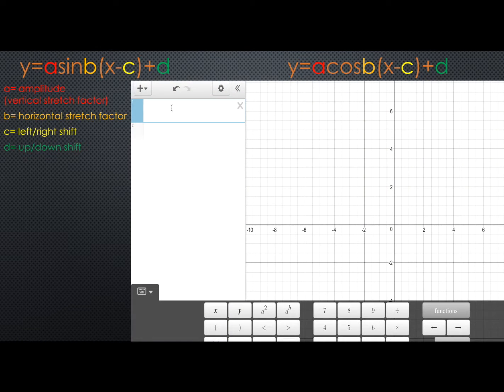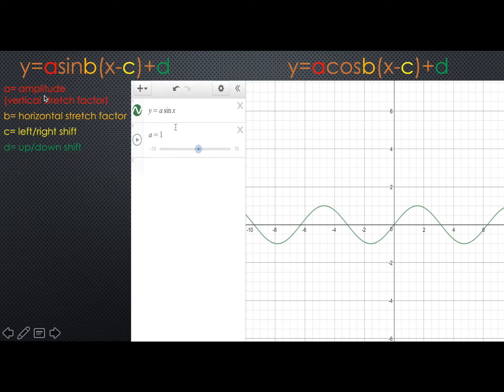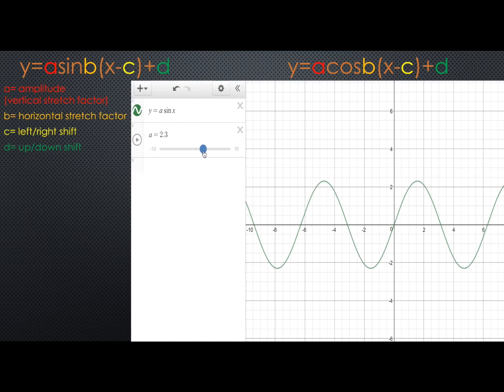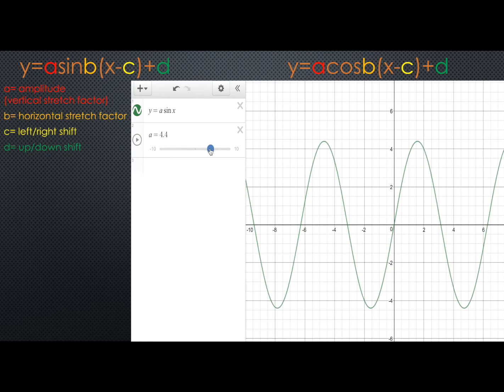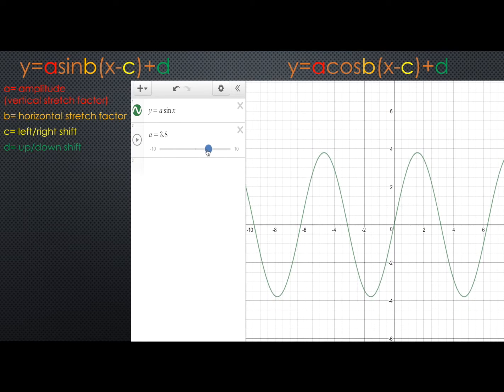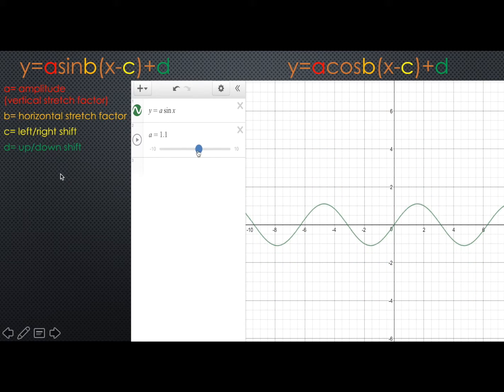Here's a visual example of this. If we have our parent graph y equals sine of x, this is what the graph looks like. Now let's add our a value, or our amplitude. Normally our a value is 1. As we increase our a value, you'll notice the graph gets stretched out, almost as if something is pulling it up. And the distance from the center of the graph, in this case the x-axis, to the peak or the valley also becomes larger. Going the opposite direction, it goes smaller.